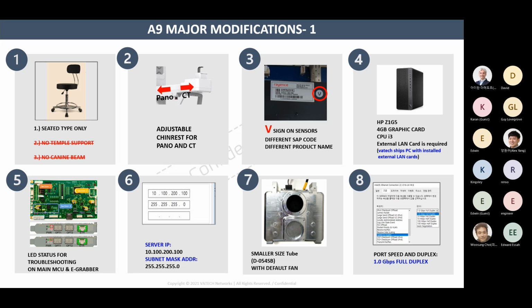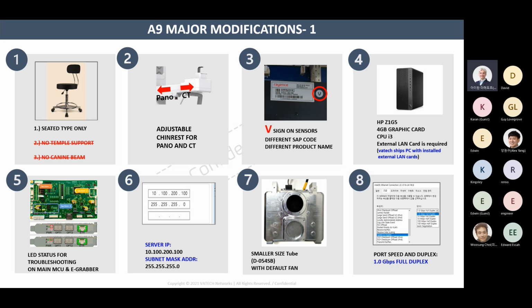And another modification is that the tube is smaller, all right? The tube is smaller, that's why it gets hot. So in order to prevent it from getting hot, we added fans by default. It's usually an option on other products, but on this A9, the fan is installed by default because of the size of the tube.